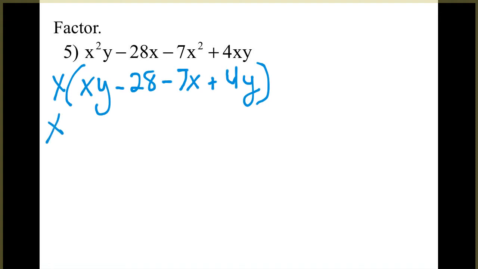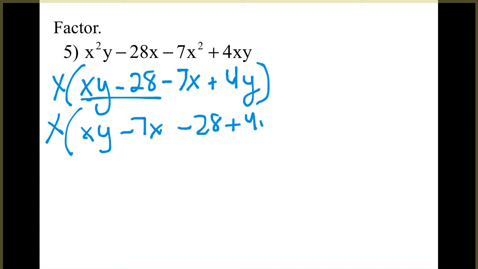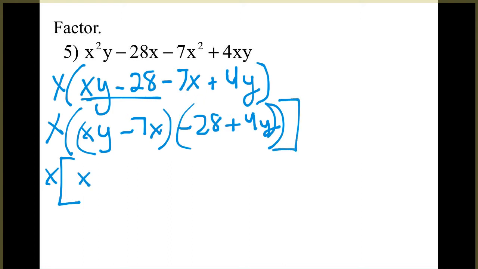The one thing I'm going to have to do now is just move things around because I'm noticing there's no common factor there. So I'll have xy minus 7x minus 28 plus 4y. Alright, so step 1, I'm going to divide out that x out of both, and I'm left with y minus 7.